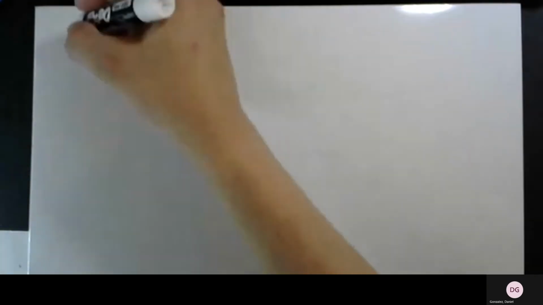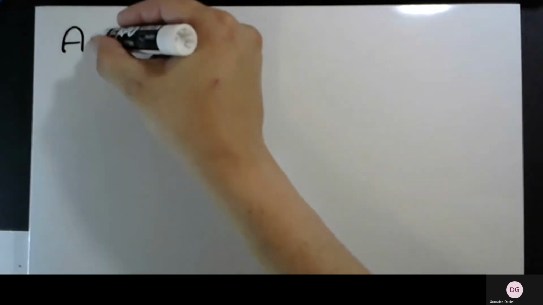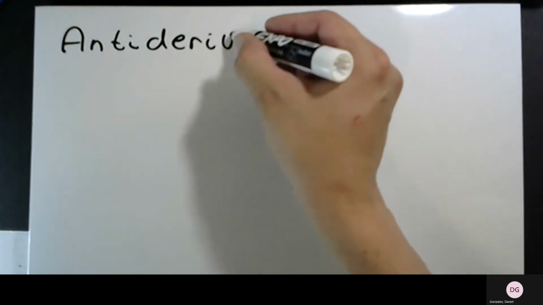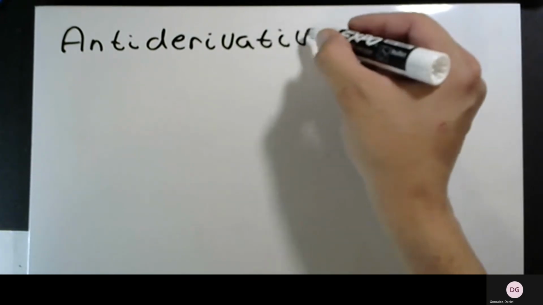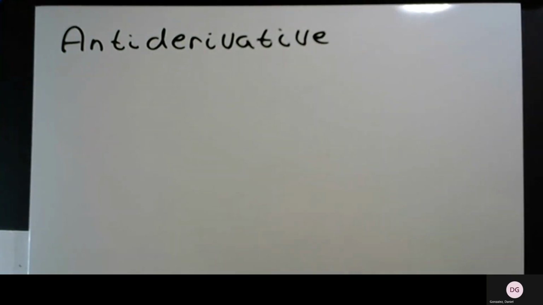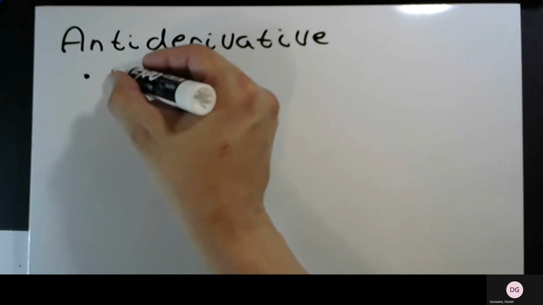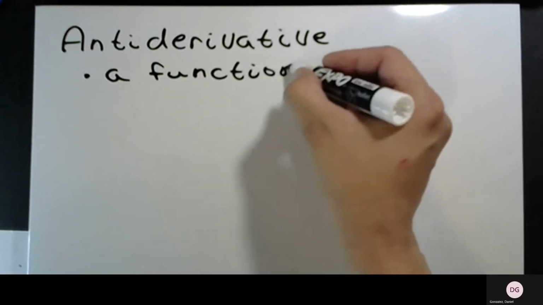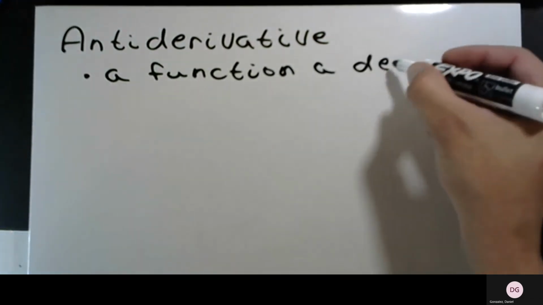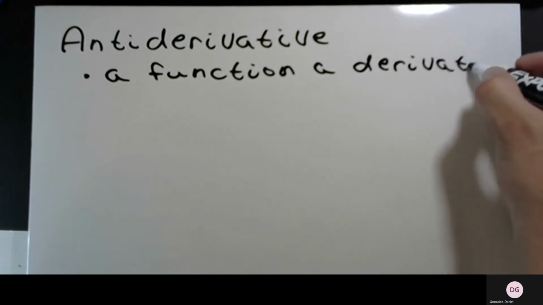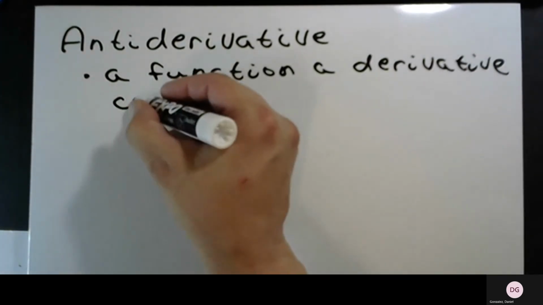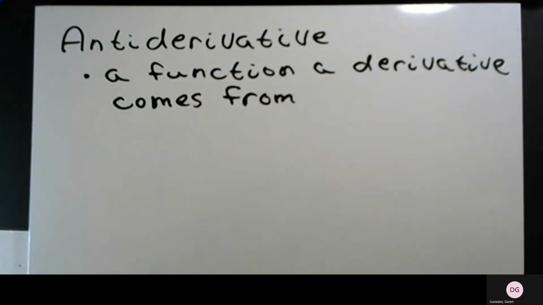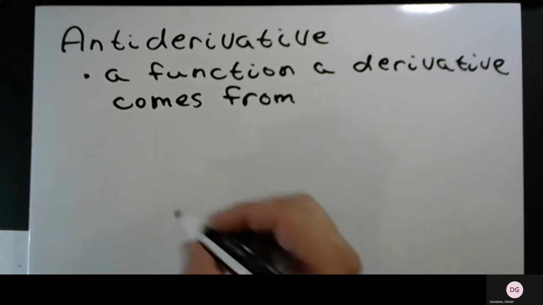So we got a lot to go over today. We're going to finish up chapter 4, and we're coming up to this idea called an antiderivative. What this basically is, it's a function a derivative comes from. So that's the idea of an antiderivative.